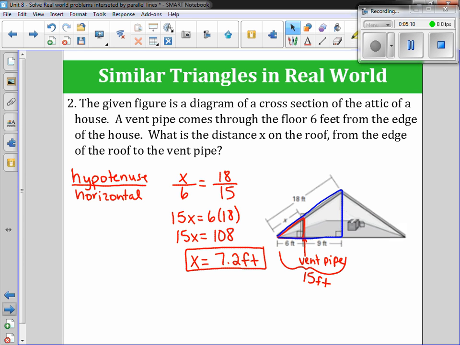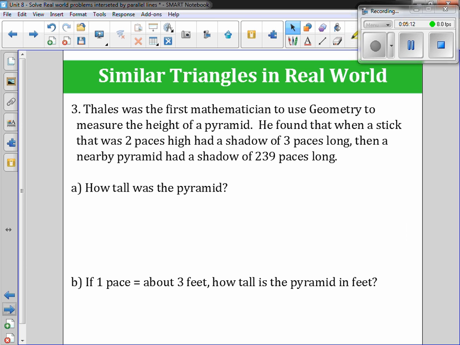One more example. Thales was the first mathematician to use geometry to measure the height of a pyramid. He found that when a stick that was 2 paces high had a shadow of 3 paces long, then a nearby pyramid had a shadow of 239 paces. So we are comparing paces to shadows.